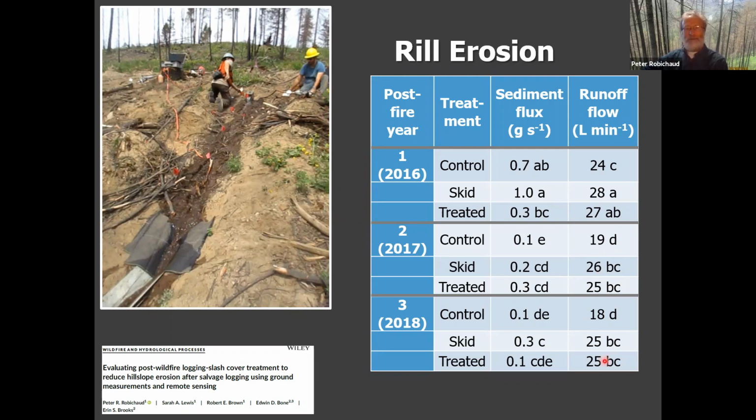Well, what that tells us is that if you compact it and I put slash on it, it's still compacted. So we're still reducing the amount of infiltration we're getting because we compacted it, but we're producing less sediment because of that slash that we added onto the site. Okay.